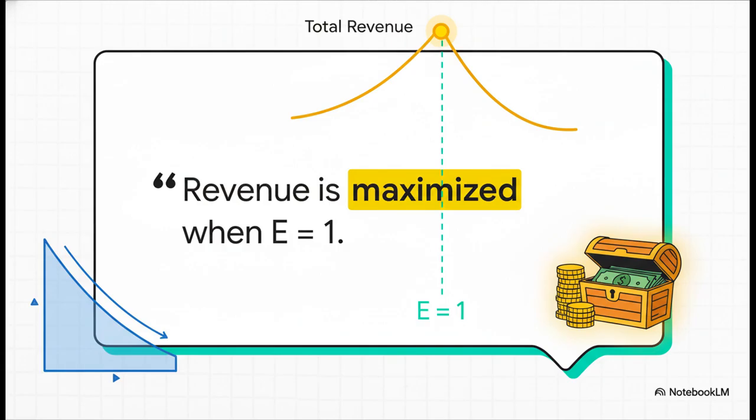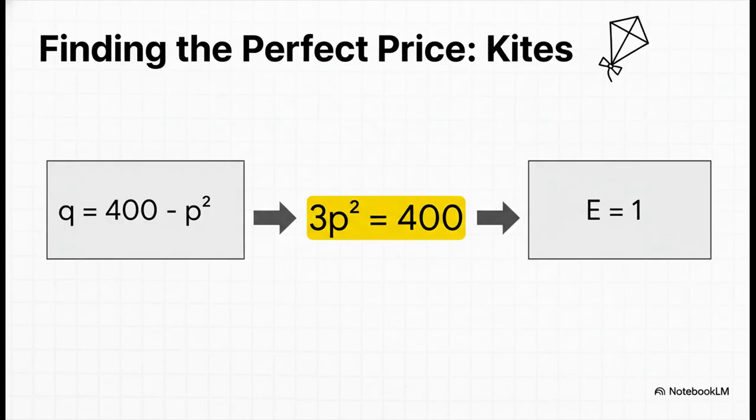Remember that sweet spot we talked about? The point where demand is unitary? That's it. Your revenue is at its absolute maximum when your elasticity is exactly equal to 1. So let's take a quick look at another example for a company selling kites. Their demand function is Q equals 400 minus P squared. To find their perfect price, we'd set up the elasticity formula for this function and then solve for the price P that makes the whole thing equal 1.